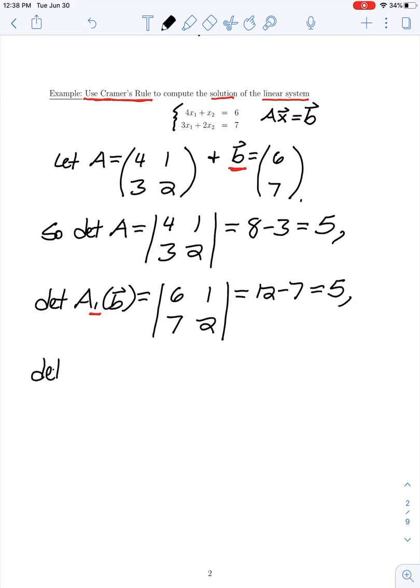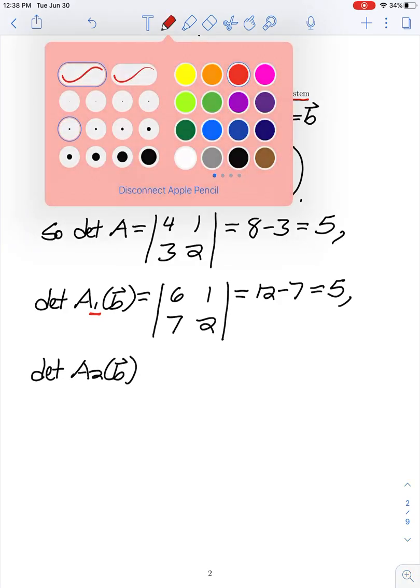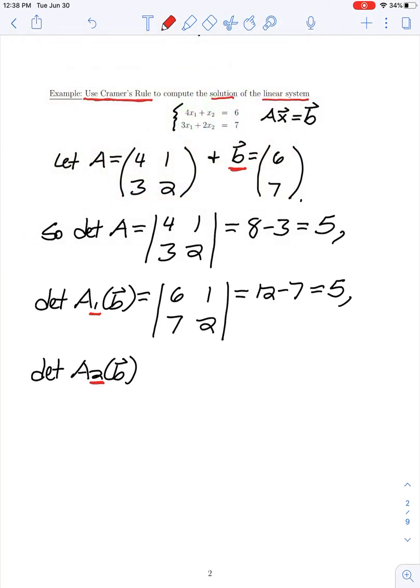And then we still need the determinant of A sub 2 of b. That is the matrix that we get by replacing the second column of our coefficient matrix A by the vector b. So here, the first column is the first column of A, that is 4, 3, and the second column of the matrix A is replaced by b, which was the vector 6, 7. So we have 28 minus 18 for our determinant, which leaves us with 10.